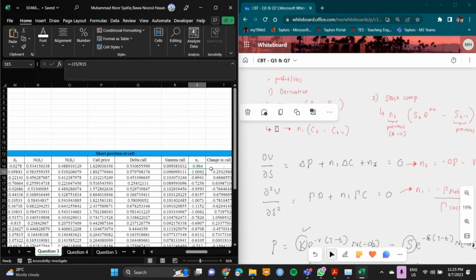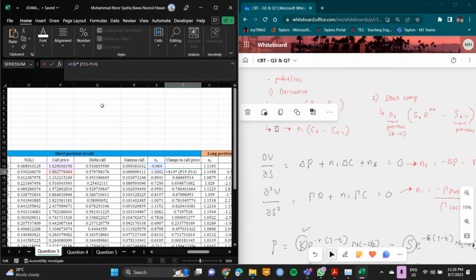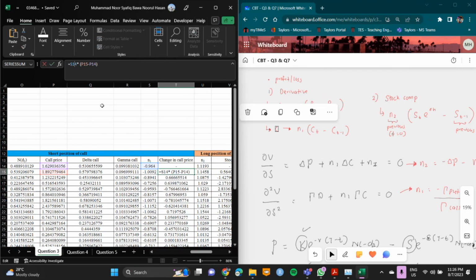Drag for every day. Then you can find the change in call by using the N1 values. Take the first day price divided by the previous day, and then the next day price divided by the previous day.